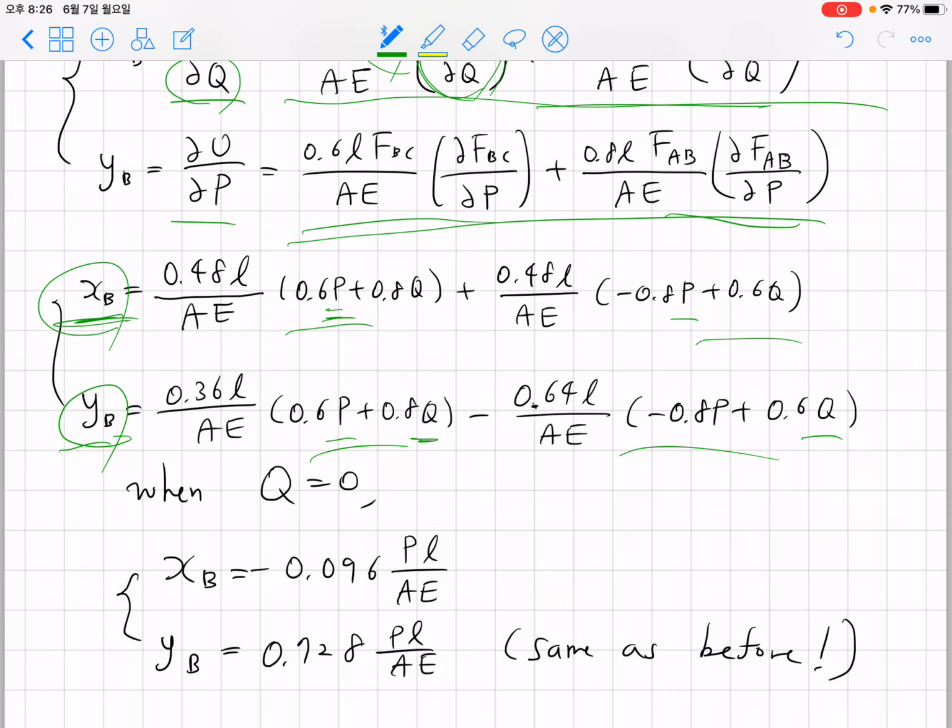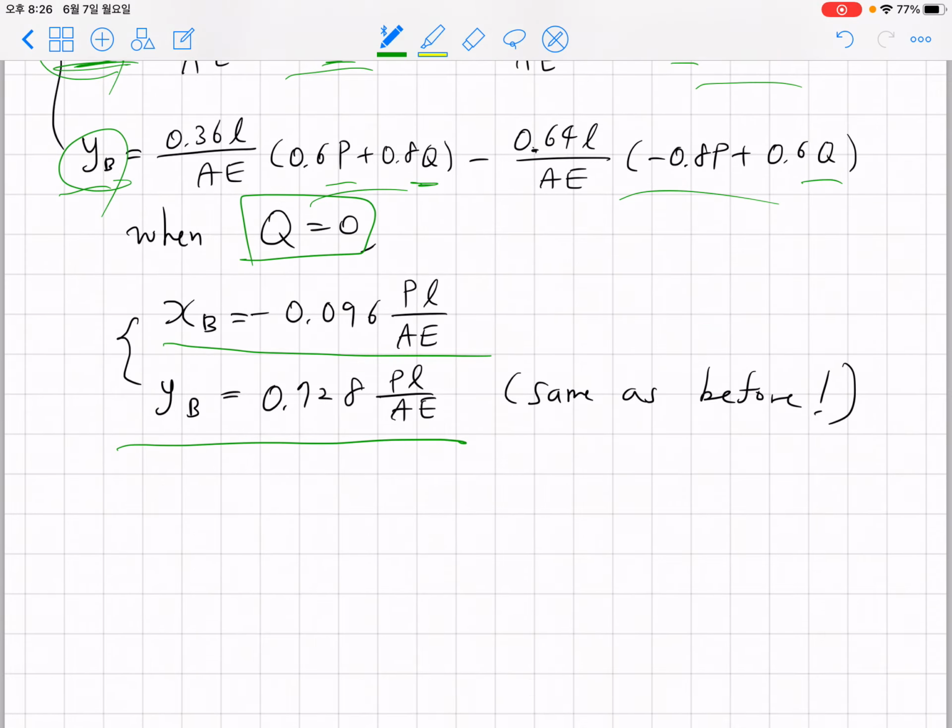Okay, so after finalizing the answer in terms of P and Q, for both XB and YB, you plug in Q equals 0, and what you end up with is XB turns out to be negative 0.096 PL over AE, and regarding the vertical deflection, it turns out to be 0.728 PL over AE.